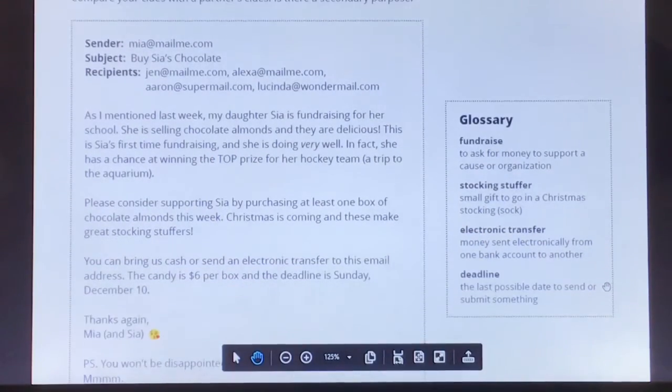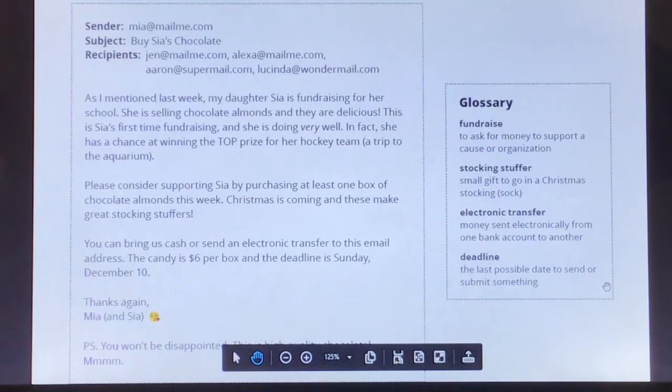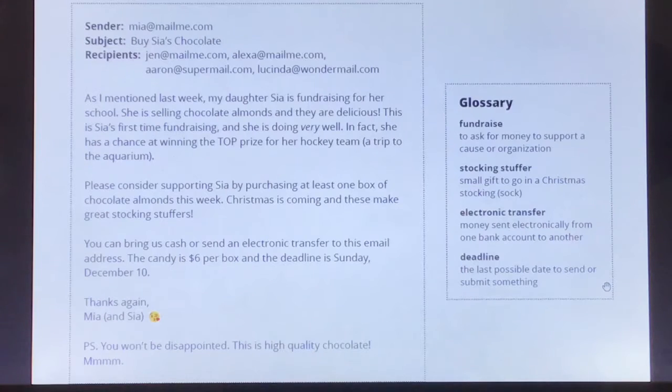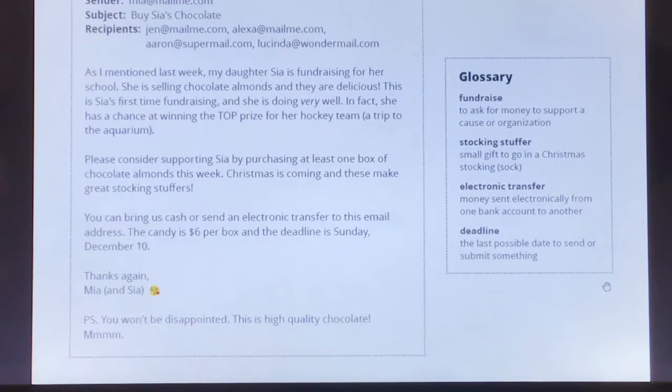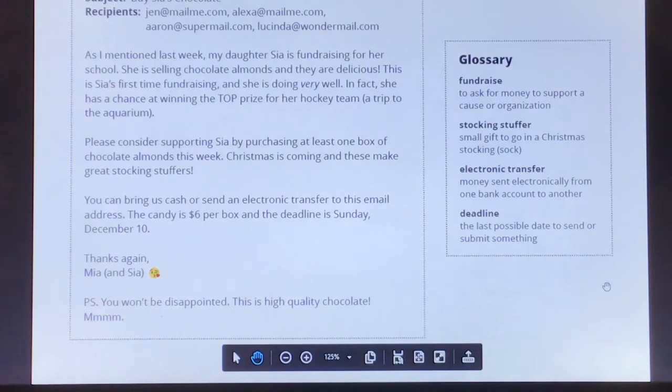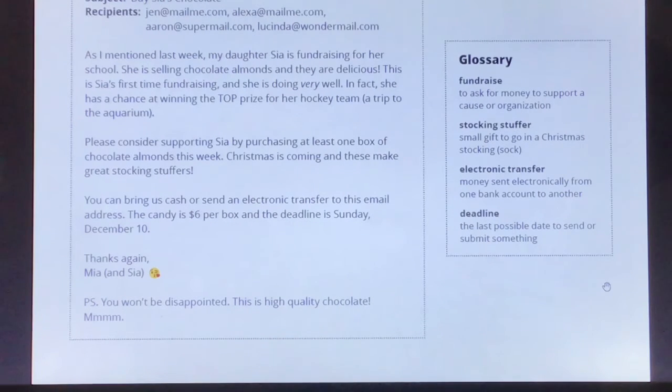So here's the email. As I mentioned last week, my daughter Sia is fundraising for her school. She is selling chocolate almonds and they are delicious. This is Sia's first time fundraising and she is doing very well. In fact, she has a chance at winning the top prize for her hockey team, a trip to the aquarium. Please consider supporting Sia by purchasing at least 1 box of chocolate almonds this week.